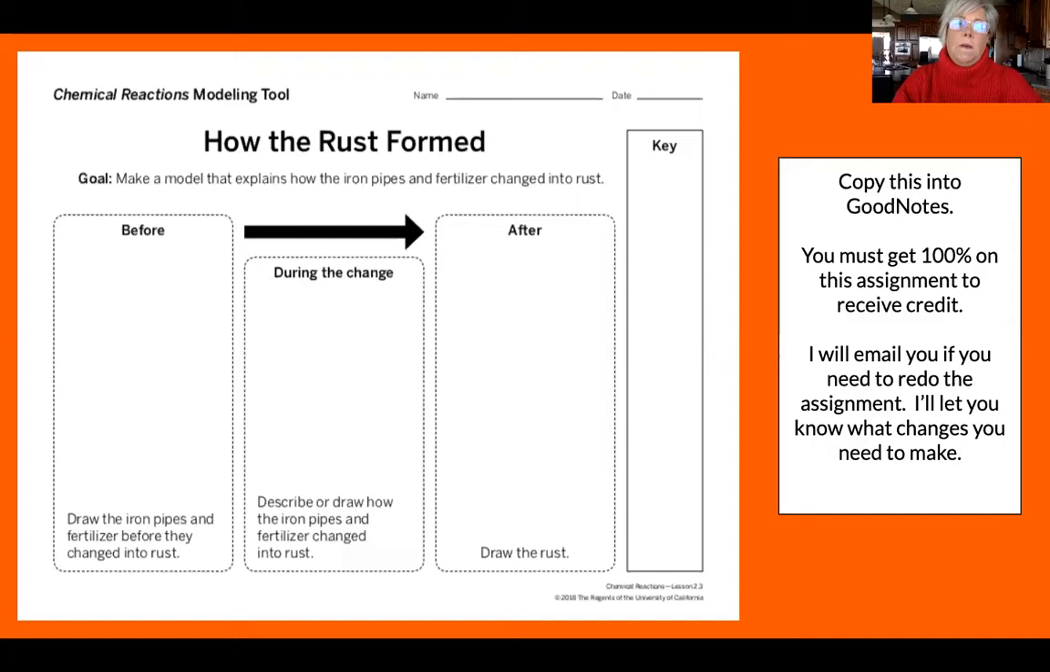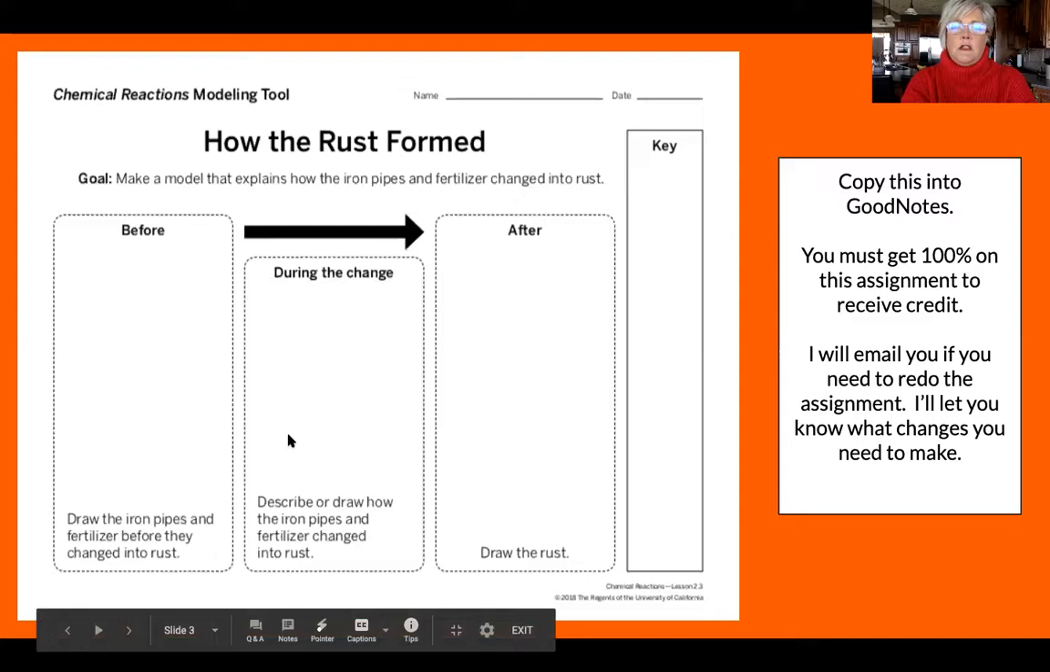All I'm going to ask you to do today is draw the iron pipes and the fertilizer before they changed into rust. I want you to draw them so that you're modeling their atomic composition. Don't draw the macro scale. Don't draw a pipe and draw fertilizer. What do those look like on the atomic level? Then draw what it looks like during that chemical reaction, and then what that looks like after, which is the rust. What does that look like on the atomic level?